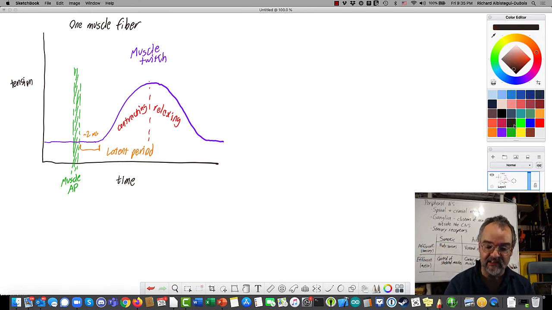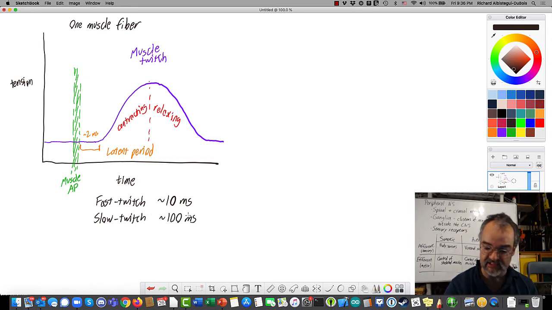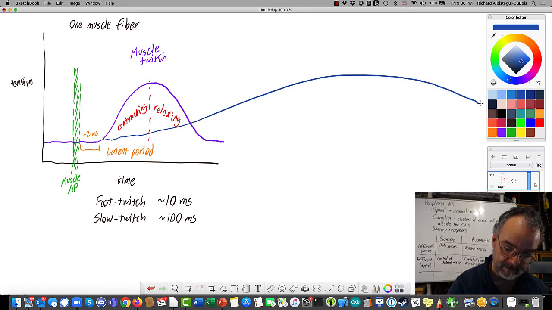How long that lasts depends on what kind of muscle fiber we're looking at. Here I've drawn what we would call a fast twitch fiber, where the twitch duration is about 10 milliseconds. In slow twitch muscle fiber, it's more like 100 milliseconds. So in a slow twitch fiber, we'll do that one here in kind of a bluey gray. This would be a much longer process.